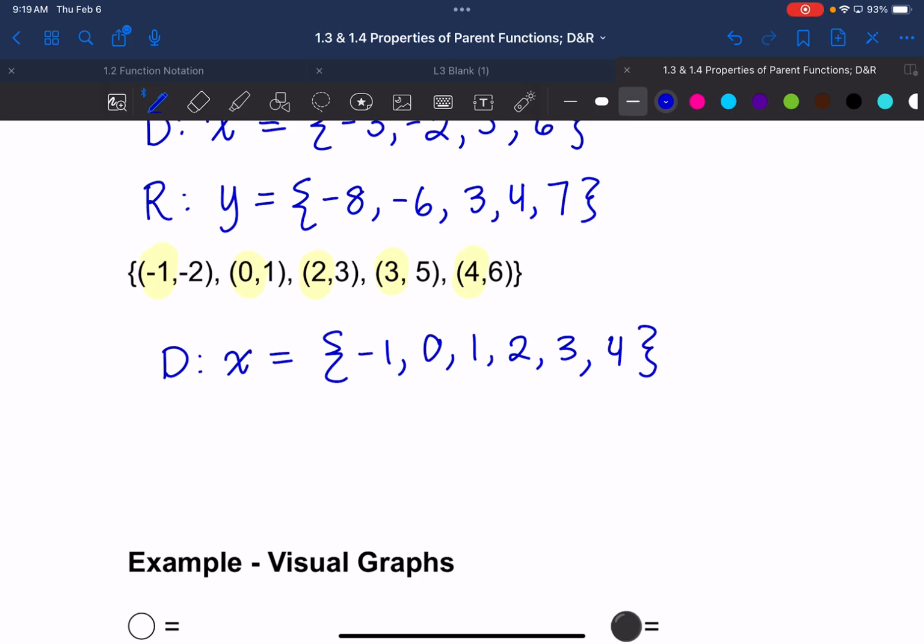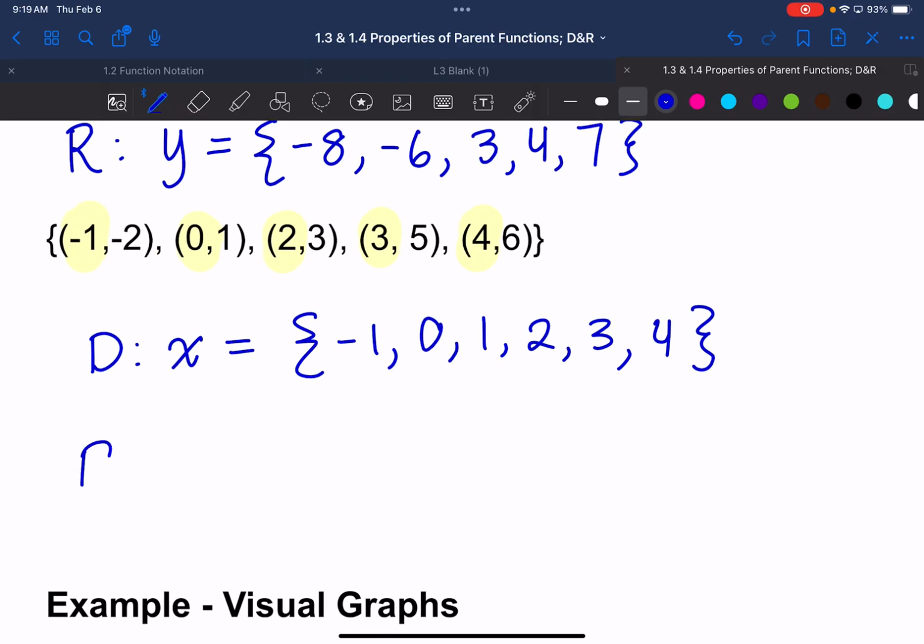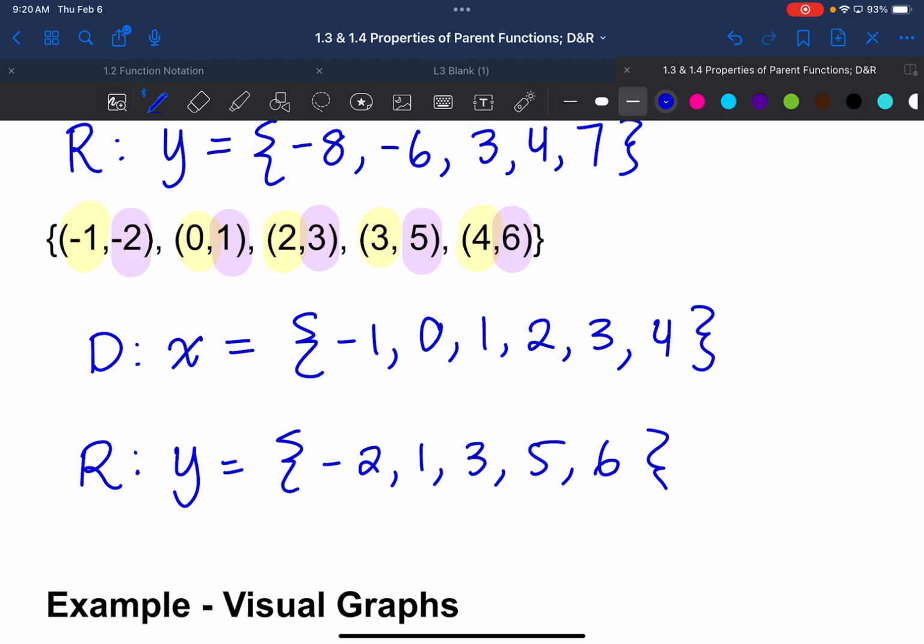Perfect. Is this a relation or a function? This is a function. There are no repeating x values, unlike the one we had up here. So it is a function. And I'm going to do the same thing for range. If I take my pinks and go through and account for everything, it also looks like it's already in order. I don't have to do any jumbling up or mixing. It goes from -2, 1, 3, 5, and 6. Not too bad, right?